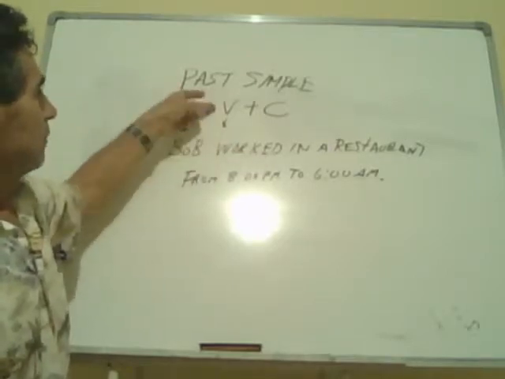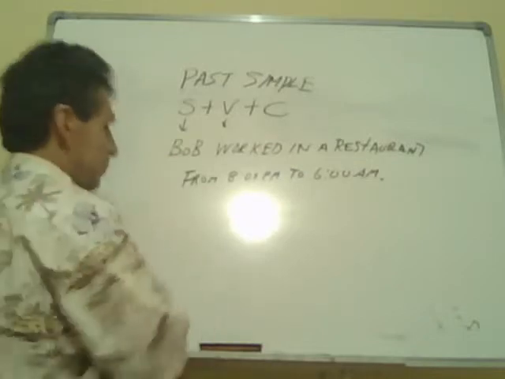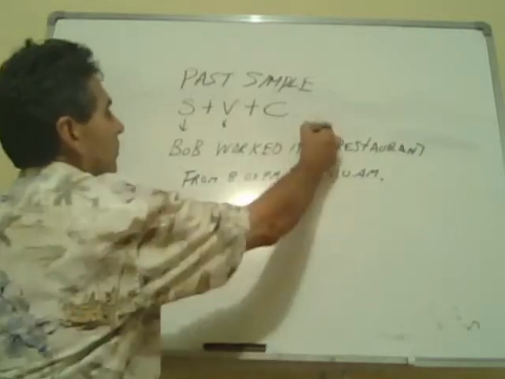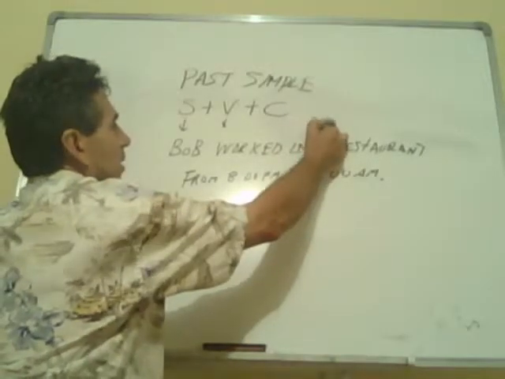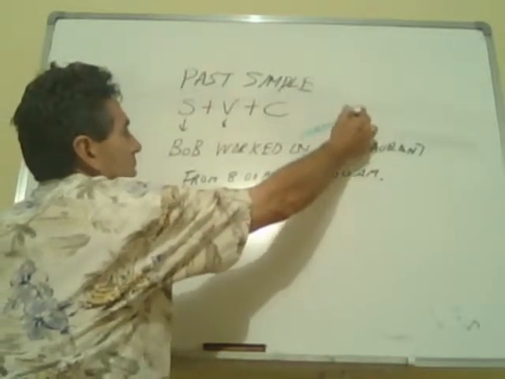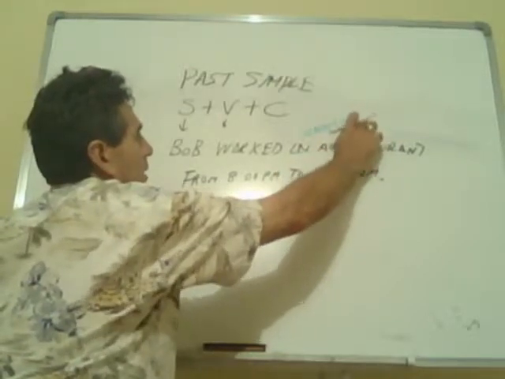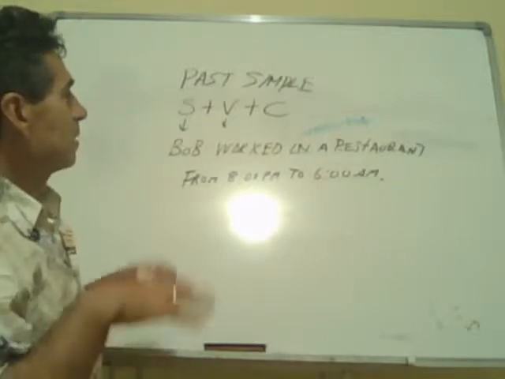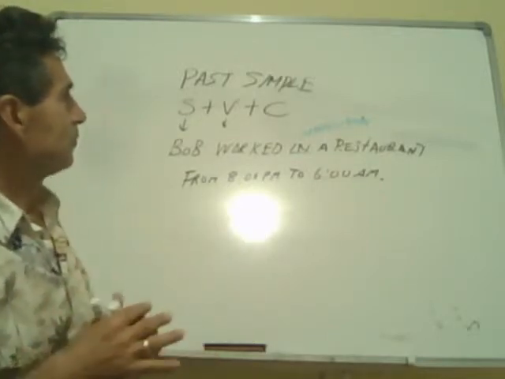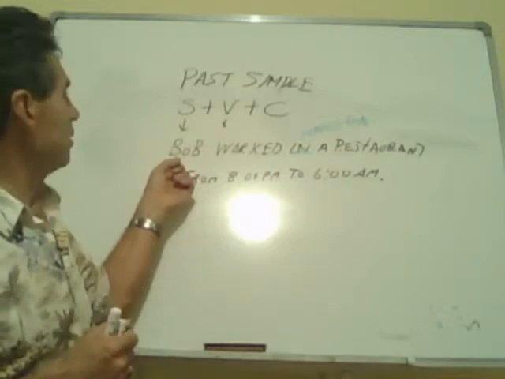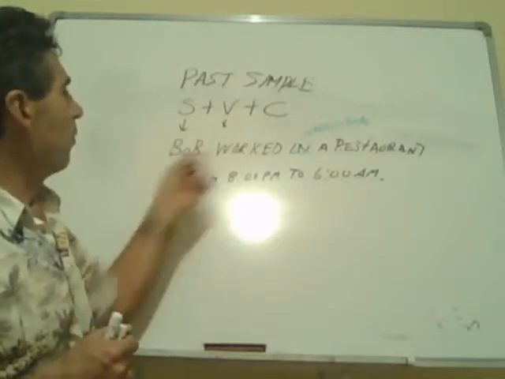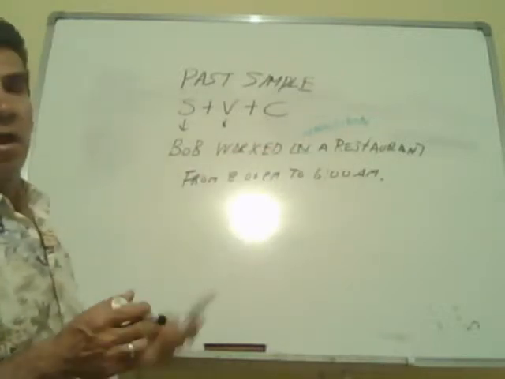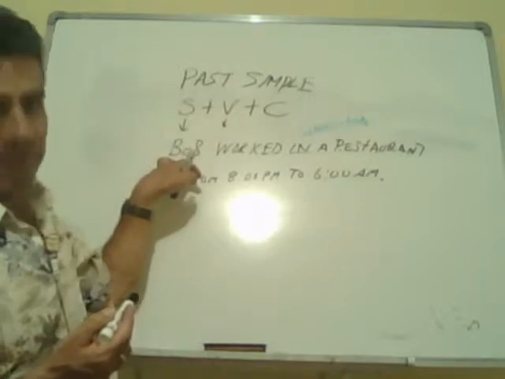Worked is the verb. In is a preposition. Remember that in every sentence we have to use prepositions. This is a preposition. I'm going to put right here, preposition. Right? The preposition indicates time or place, right? Where does Bob work? He works in a restaurant. We can make that question about what Bob does.